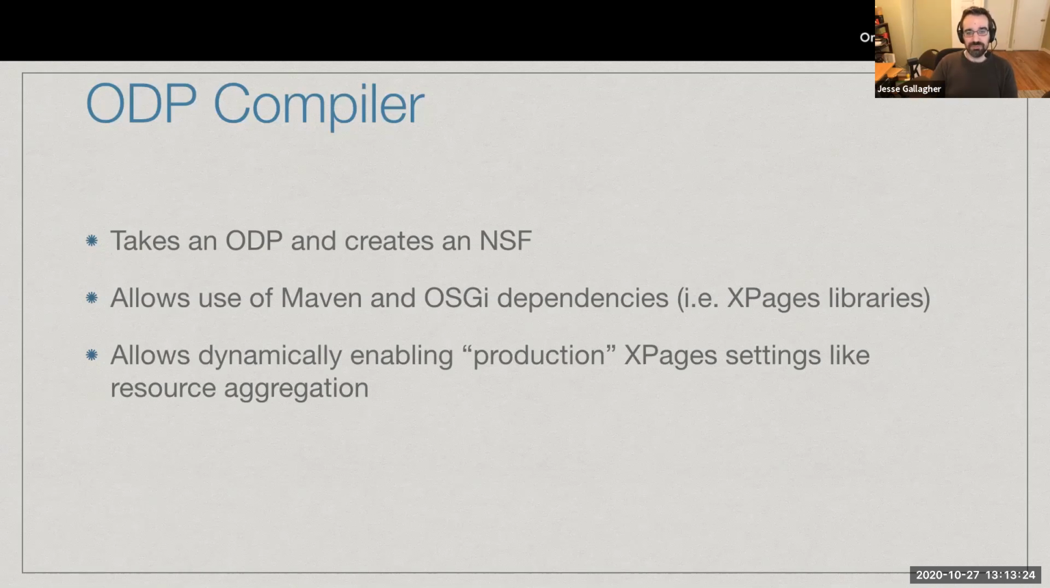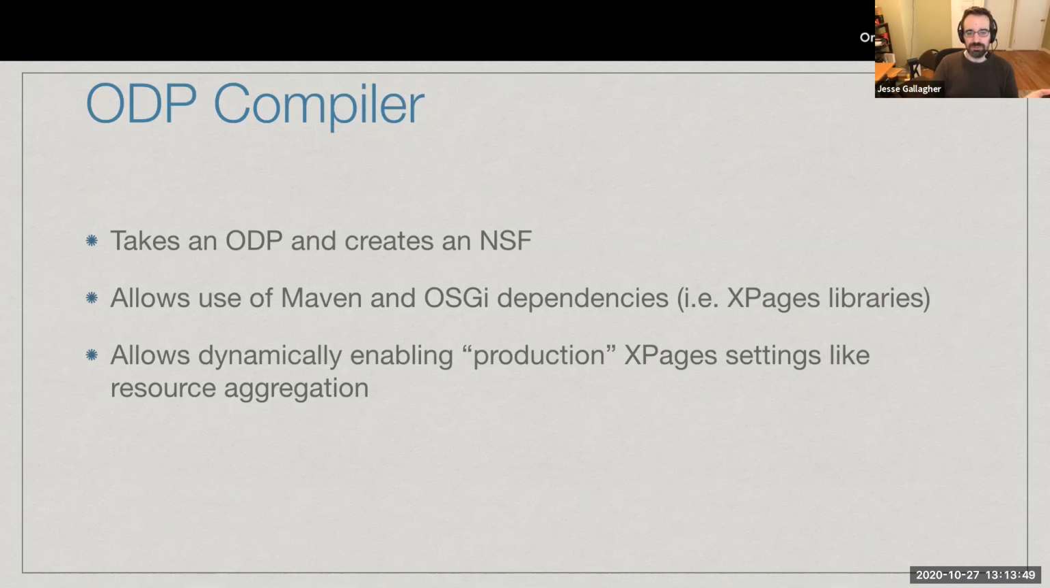So for example, during development, for those doing XPages development, you might want to turn off resource aggregation, and you might want to use the uncompressed versions of libraries, so that when you get a stack trace from Dojo, which you will, it will be more readable than the really super compressed thing, and you can't read it properly.